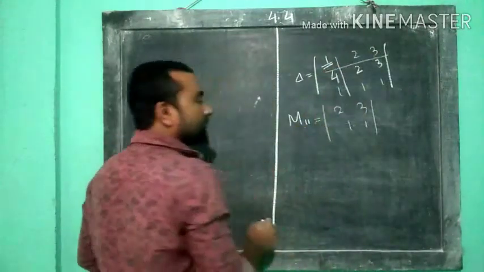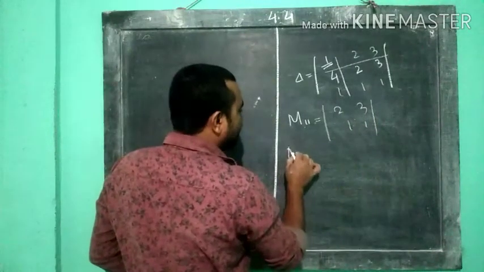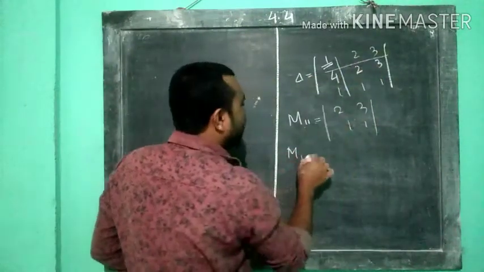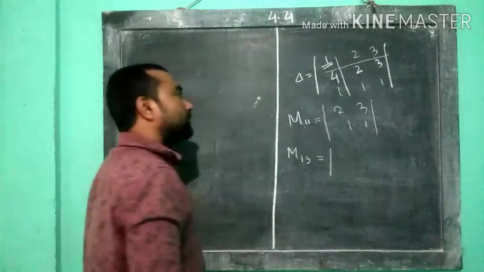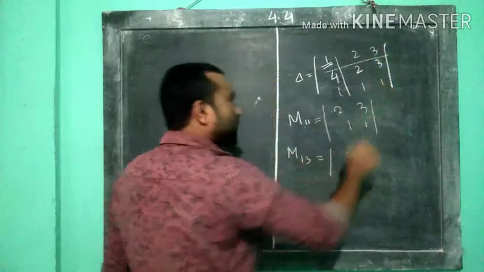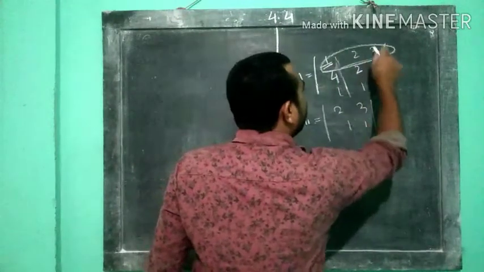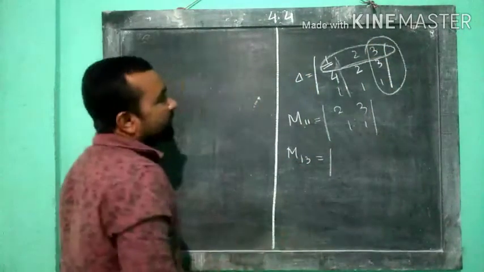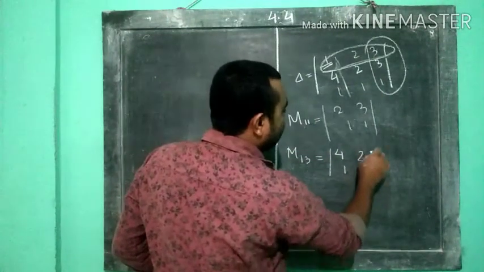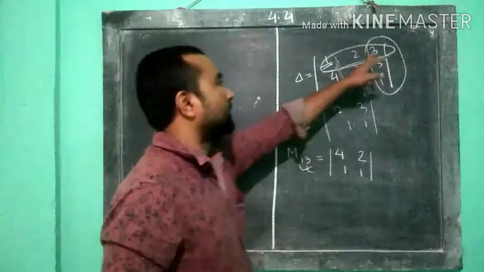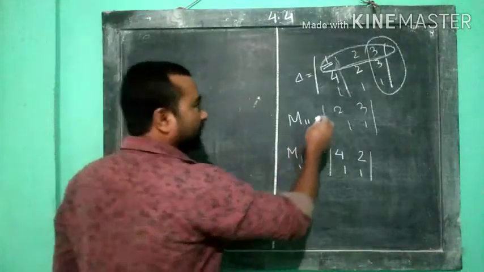Similarly, what is the minor of 3? It lies in the first row and third column, so M13. Cancelling the first row and the third column, the remaining elements are 4, 2, 1, 1. This is the minor of 3.